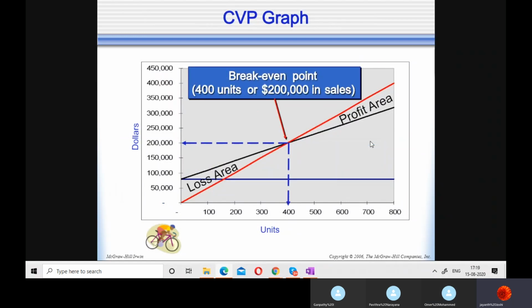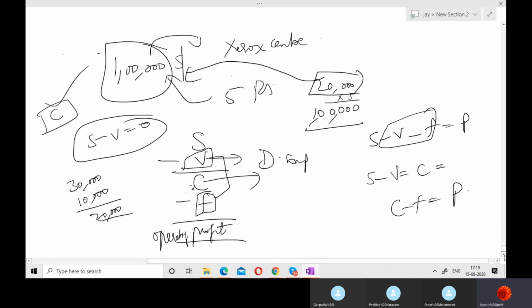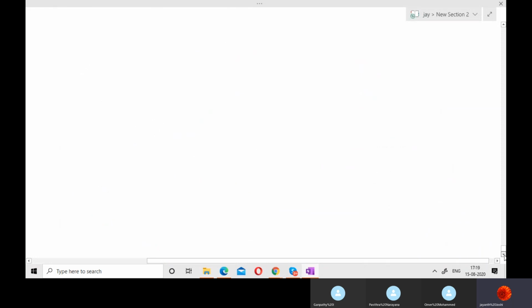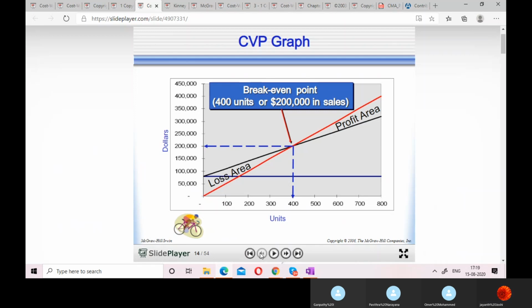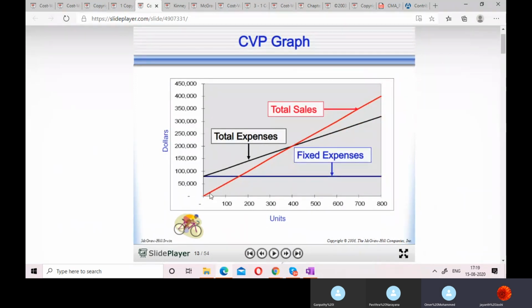Already we have seen this kind of graph. This particular point is your break-even point. So what we have discussed regarding the break-even point: when your total cost is equal to total revenue. Okay, just a second. See, this is your total sales. This is your total expense. And when your sales revenue is equal to total cost, that is called the break-even point.